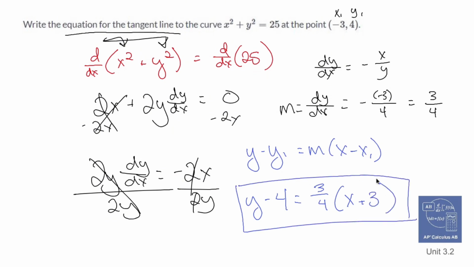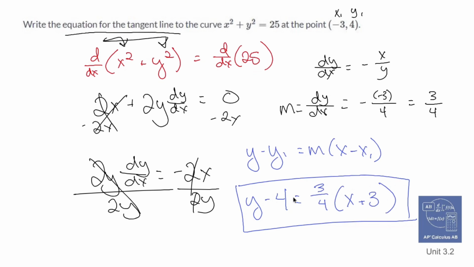Okay. So in order to find the slope of the tangent line, we had to take the derivative using implicit differentiation. I took my point, plugged it in, got 3 over 4. And when I got 3 over 4, I used the same point and point-slope form to come up with an equation.